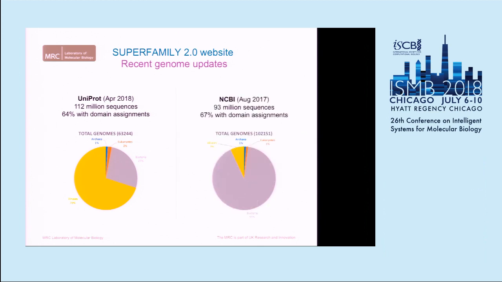And we also try to update the NCBI resource. The update was done in August 2017. We took about 93 million sequences, and it comprised about 102,000 complete genomes. Most of them come from bacteria and viruses again. And we have got annotations for about 67%.